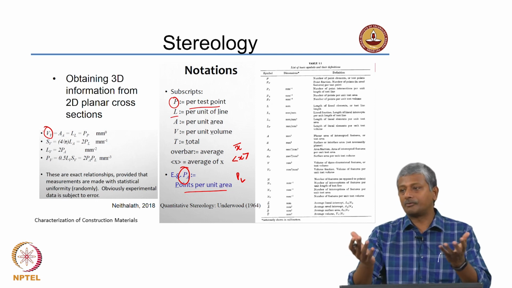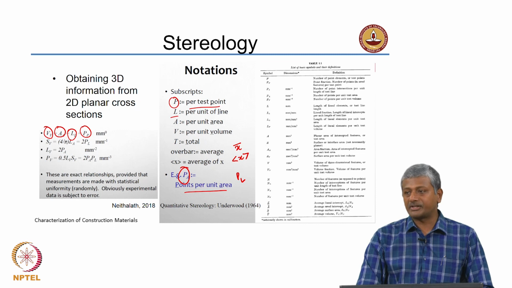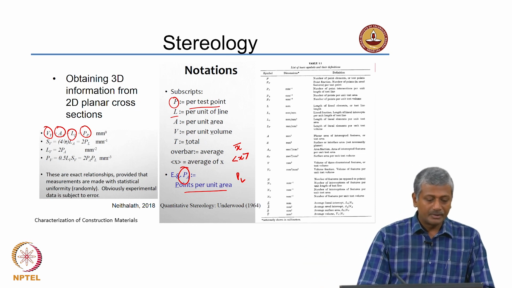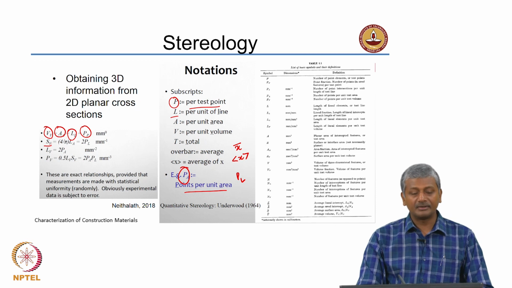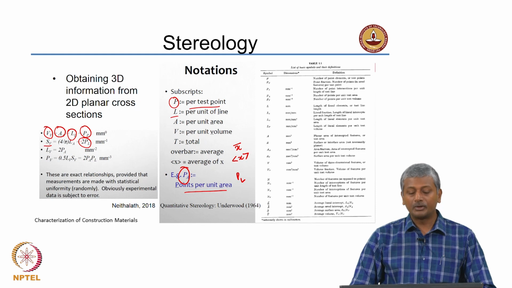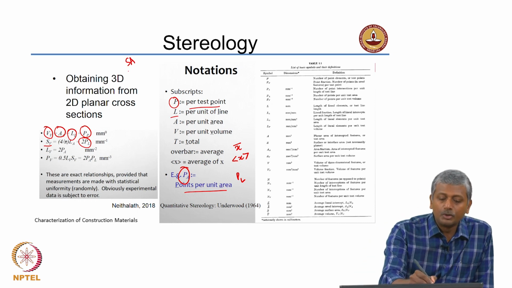The volume of the voids or phases per unit volume is equal to the area fraction, which is equal to the length fraction, which is equal to the point fraction. Volume fraction is equal to area fraction is equal to length fraction is equal to point fraction. So, specific surface area, or surface area per unit volume, is given by 4 by pi times L_A, that is 2 times points per unit length. Specific surface area is nothing but surface area per unit volume.